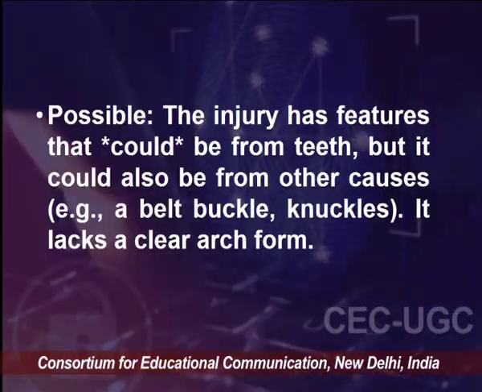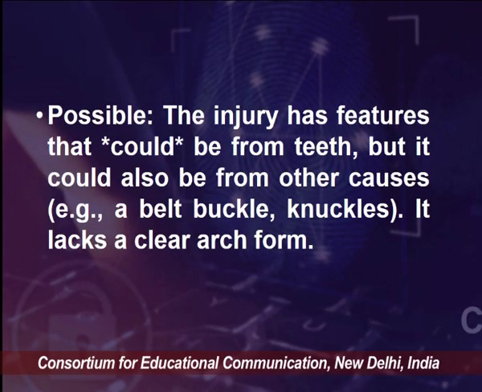So, we will put it in the probable category, as half of the mark is missing, it could be a bite mark or could not be a bite mark. Then after probable we have possible, where the injury has features that could be from teeth, but it could be from other causes, for example a belt buckle, knuckles, etc., and there is no clear arch form.